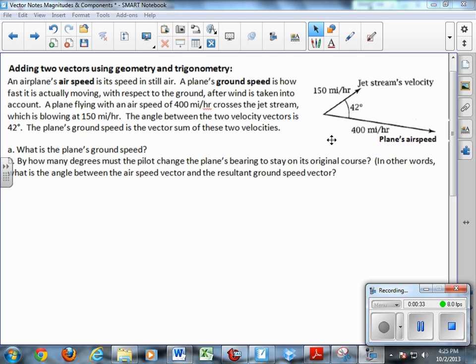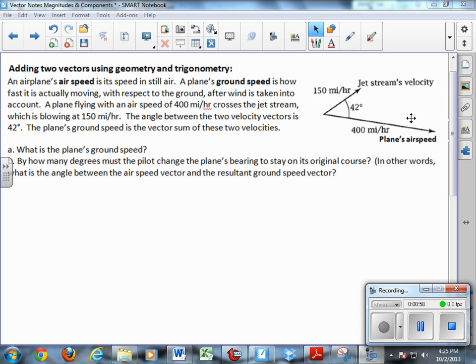So if we have some wind, in this case a 150 mile an hour jet stream that's blowing at an angle of 42 degrees to the plane's path, then the plane will actually be knocked off course a little bit. It'll be traveling more this direction. And if I were looking at the ground and measuring the plane's speed from the ground, that is the speed it would appear to be going to me.